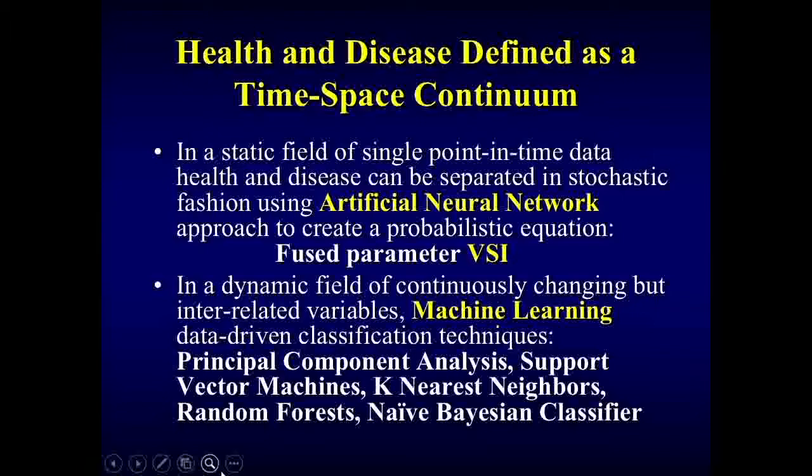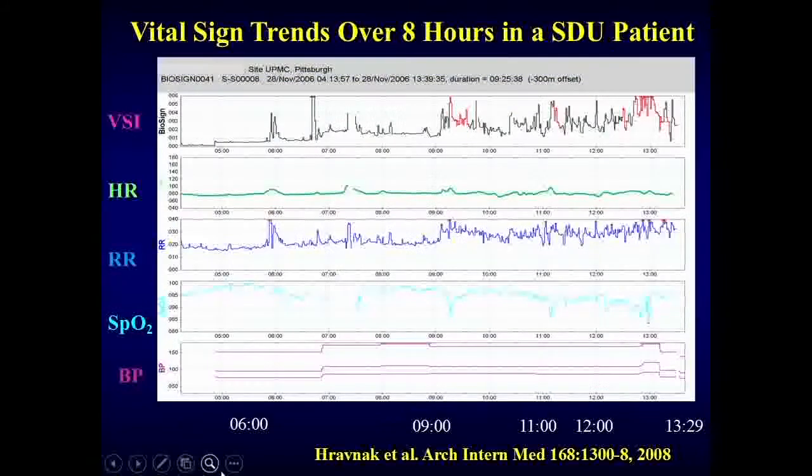And there are numerous machine learning approaches that you can use to do this, and they're listed here, and we are agnostic. We use all of them, and we allow the machine learning approaches to tell us which ones are the most effective. So let me show you some data.